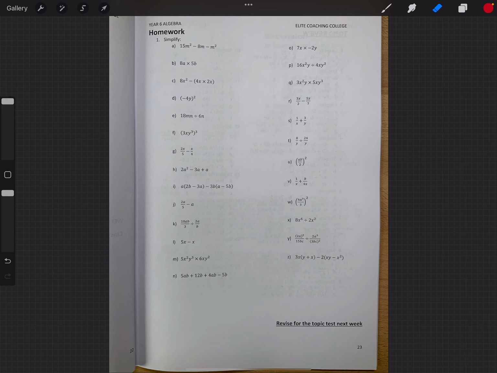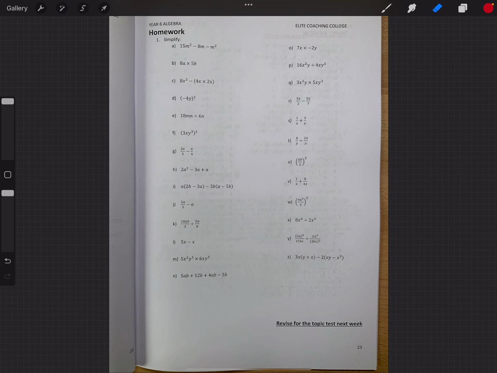Alright, next one, question T. You're dividing, so you have to flip this one. And you're gonna get 8 over y times y over 24. Now I'm gonna simplify as a multiply. So 8 and 24, I can divide them both by 8, I get 1 and 3. And the other one, I can divide both by y, I get 1 and 1. So the answer is 1 times 1 is 1, 1 times 3 is 3, 1/3.